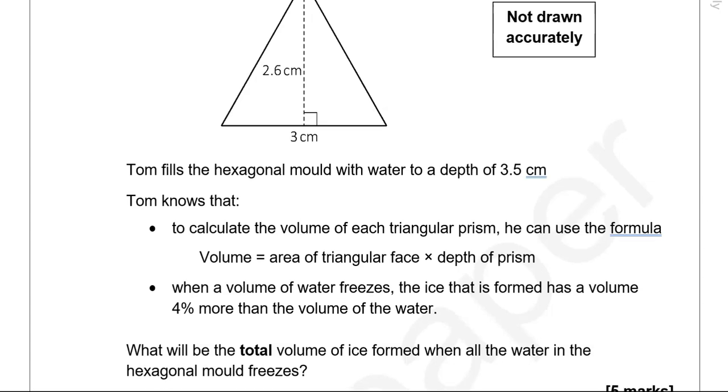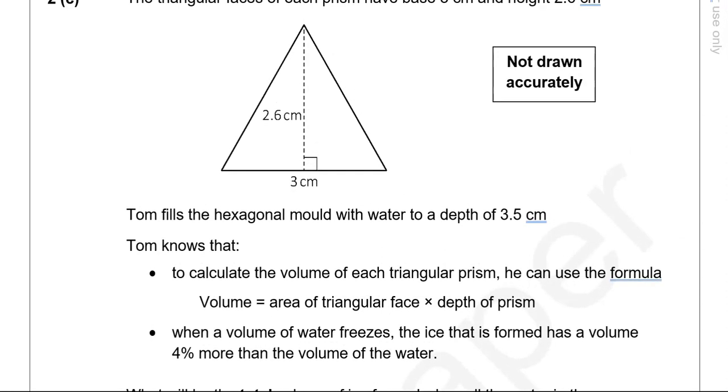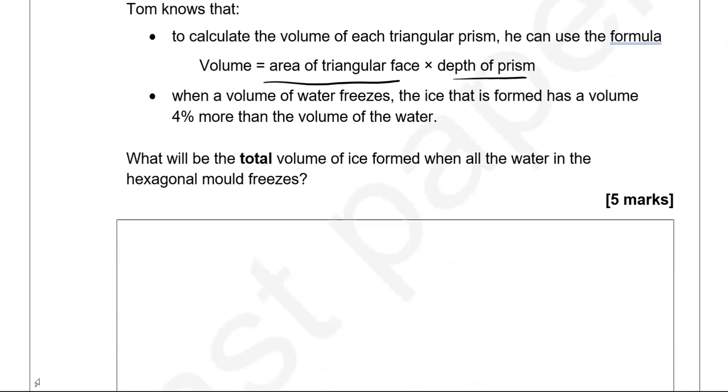So we'll need first to work out the volume of the water and then add 4%. Right, to get the volume of the water, we need to work out the area of the triangular face and then multiply it by depth, which is 3.5 centimeters. The area of the triangle is worked out by multiplying the base by height and then dividing by 2. So let's do that first. So 3 times 2.6 divided by 2 gives us 3.9.